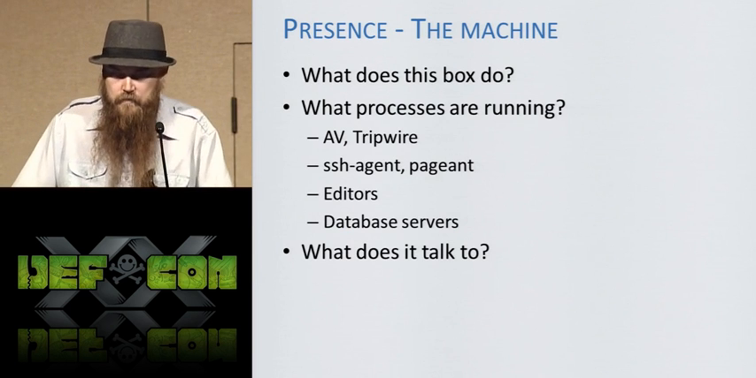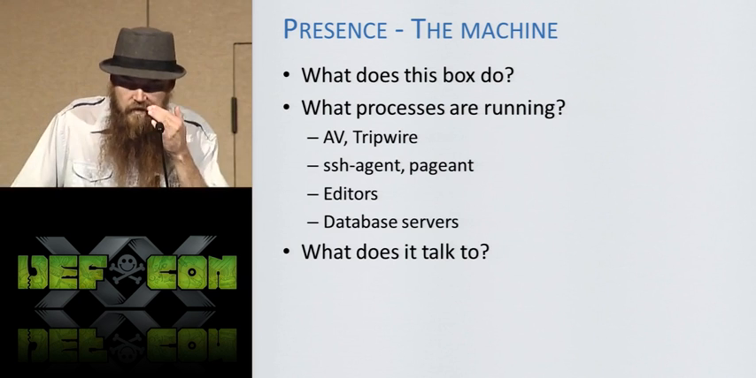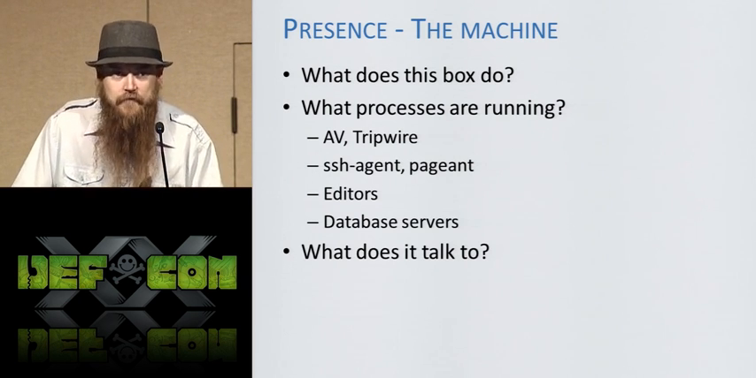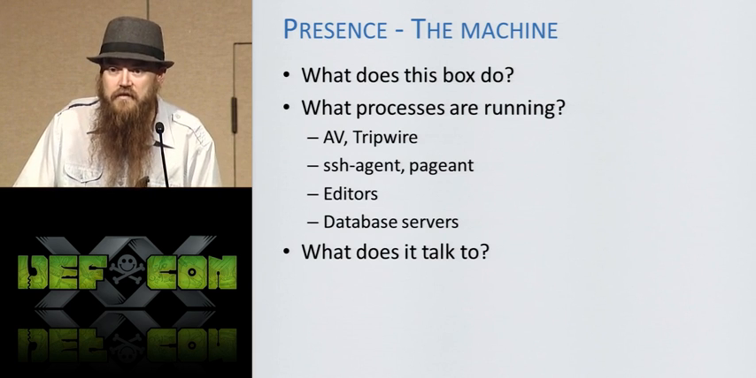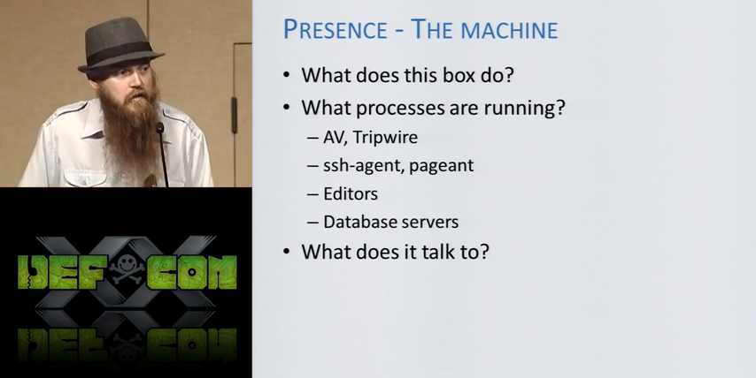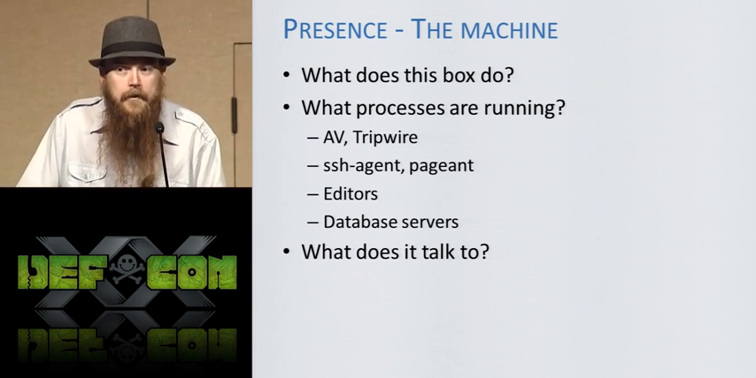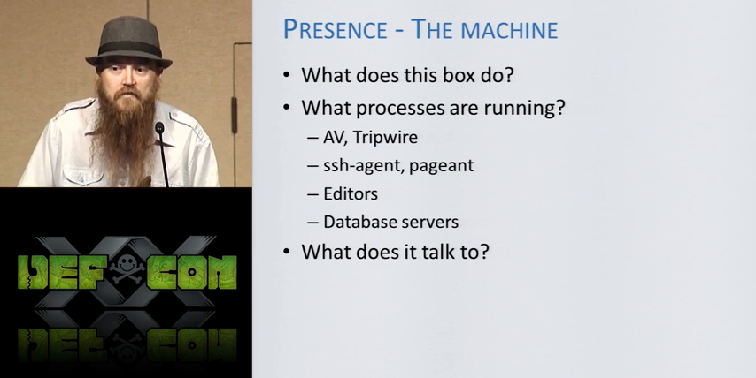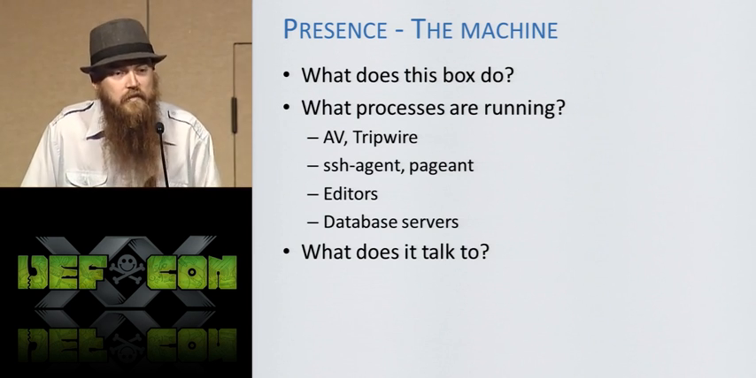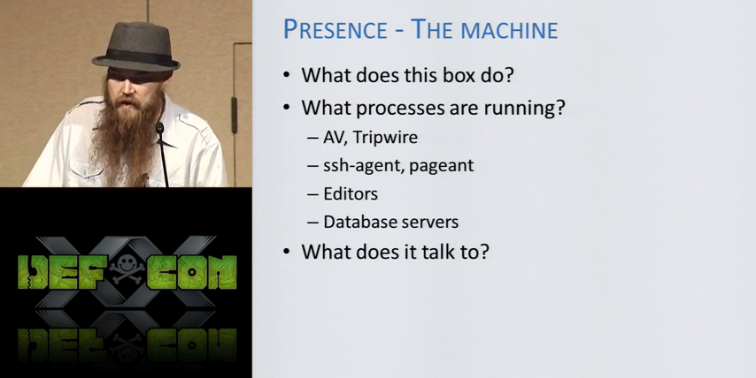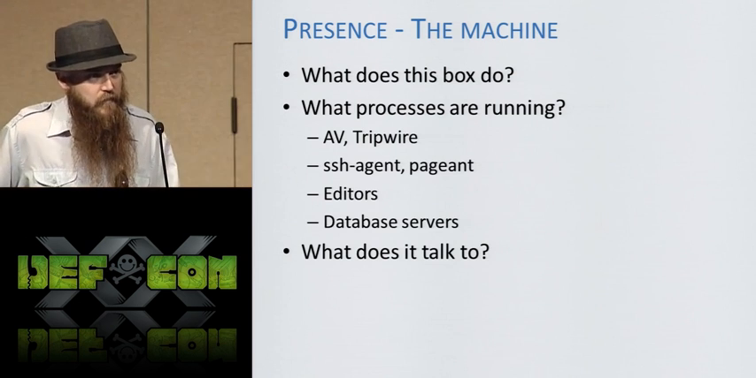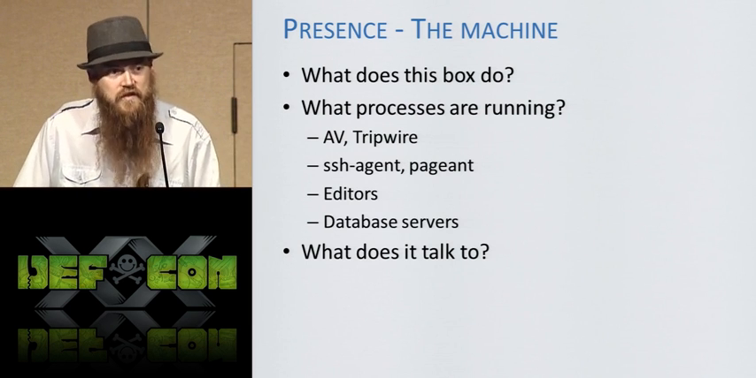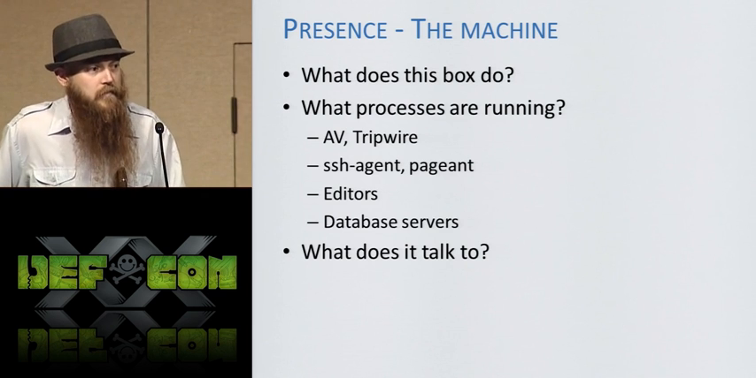So from the perspective of the machine, like I mentioned, the running processes can often tell you a ton about the box. If this guy is running some sort of antivirus or file integrity monitoring like Tripwire, then you know you're going to have to be careful when you upload files. If that's not there, then maybe you don't have to be so careful, but it's something that you have to know. SSH agent and Pageant are both very cool processes to see in the list, because it often means that you can steal that person's keys.